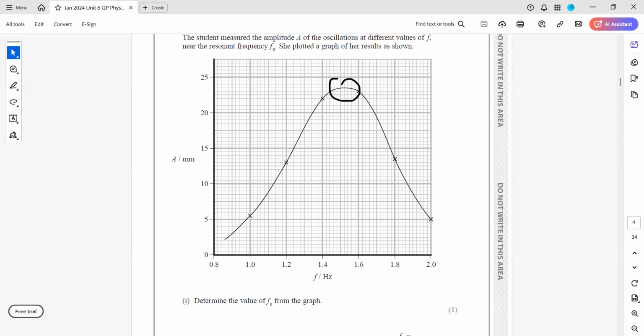So the best fit line has a greater uncertainty. Why is it worth 2 marks? First, you mention that there are not many points around the maximum, or the peak. And second, the line of best fit has a greater uncertainty. If I have more points, then my line of best fit will be more accurate. But if I have few points, then it won't be that accurate, so it will have a greater uncertainty. So what you will write here is: few points at the maximum amplitude means the line of best fit will have a greater uncertainty.